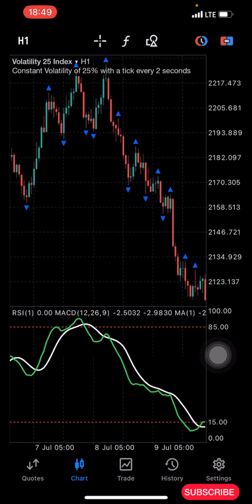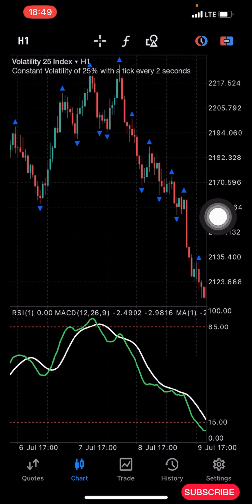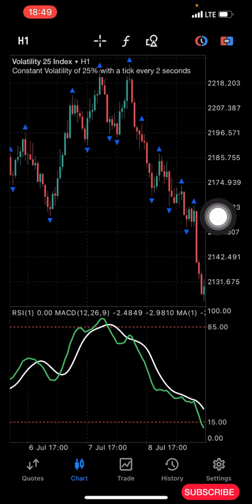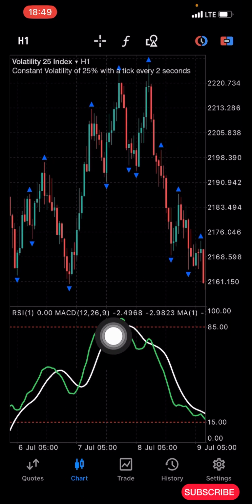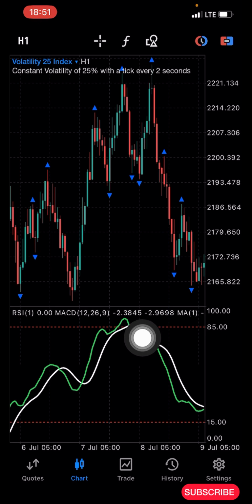Now, how does this particular strategy work? This is what you have to do. The first condition is that you want to allow the white and the green line to get to the overbought level, which is our 85 level, just like you are seeing here now. Once it's at the overbought level, the next thing you want to be waiting for is the crossing of the green below the white.